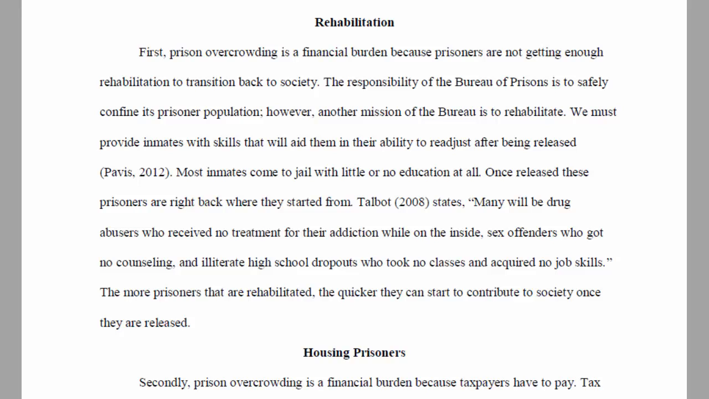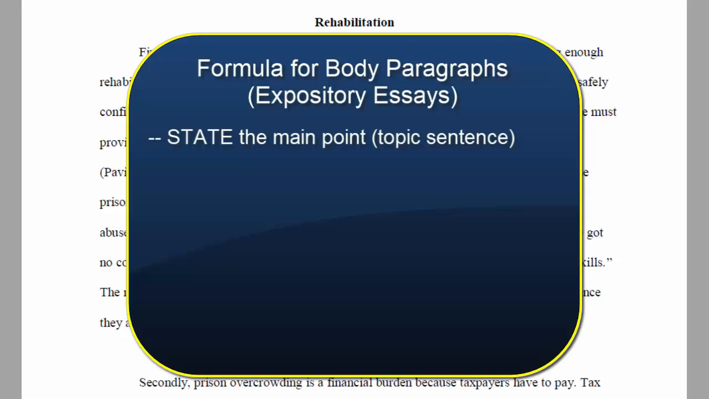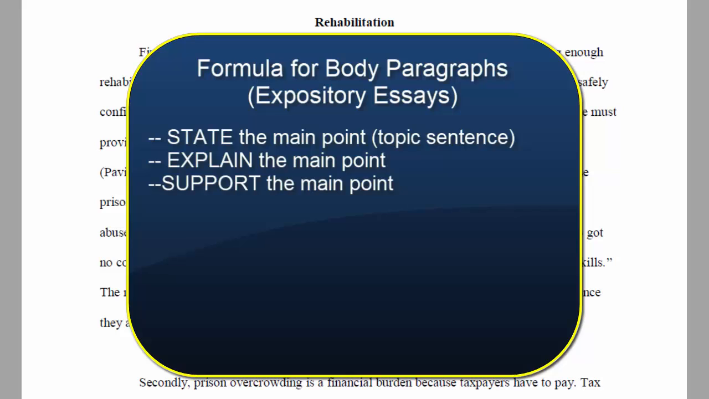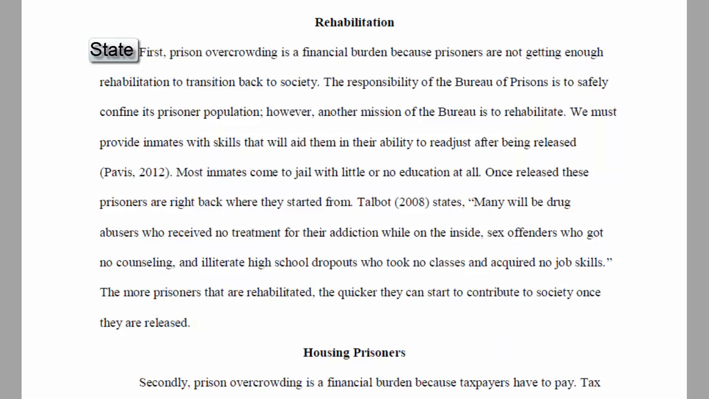Let's turn now to Jane's first body paragraph with the APA Level 1 subheading, Rehabilitation. Note that in this paragraph, Jane uses the classic formula for a body paragraph in an expository essay. That formula is: state the main point of the paragraph, explain or elaborate on the main point, support the main point, then conclude the paragraph, typically with your own words. Let's read the paragraph's stated main point.